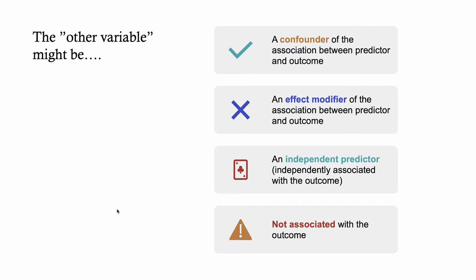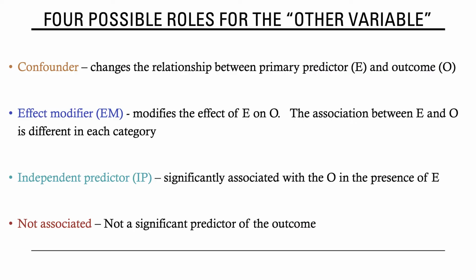It might be a confounder, it might be an effect modifier, it might be an independent predictor, or not associated with the outcome. Here are short definitions for the four possible roles of the other variable. A confounder changes the relationship between the primary predictor, also called the primary exposure, abbreviated E, and the outcome, abbreviated O. An effect modifier modifies the effect of this exposure on the outcome.